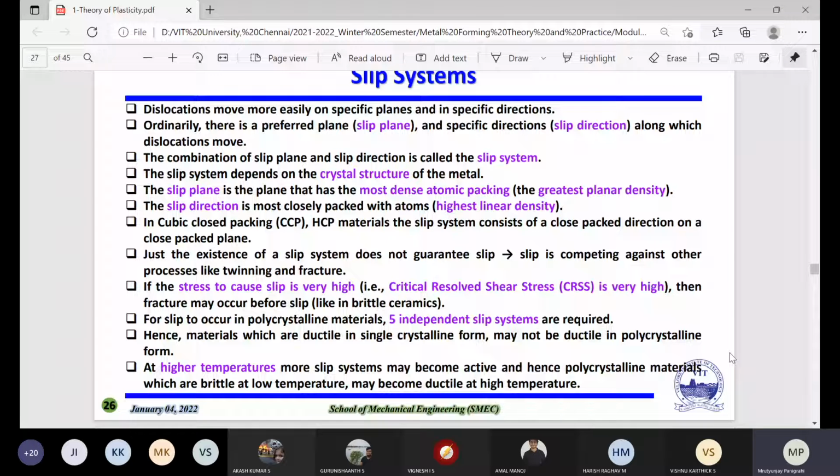So whenever we are doing any kind of slip from one place to another, we have to consider the slip plane. Maybe based on this we will also make one or two numericals. So one is slip plane and the second one is slip direction.